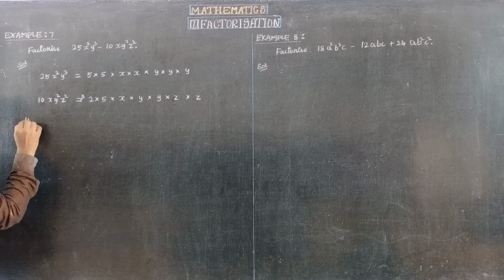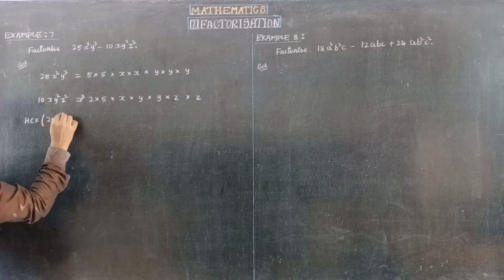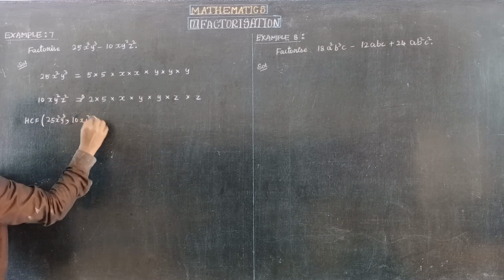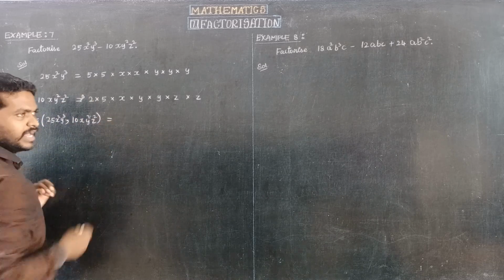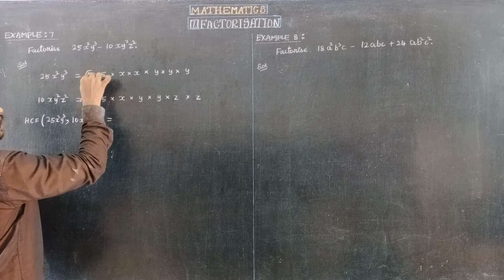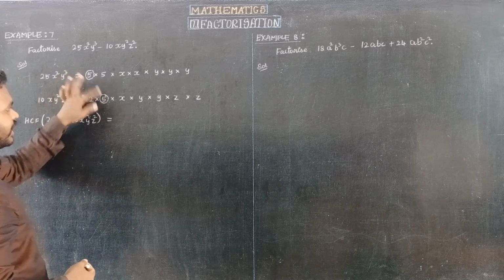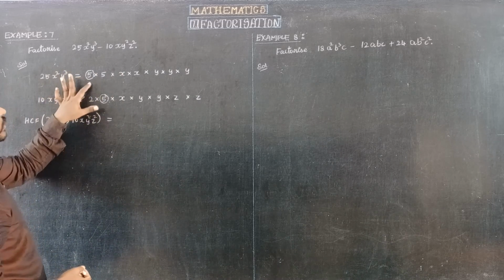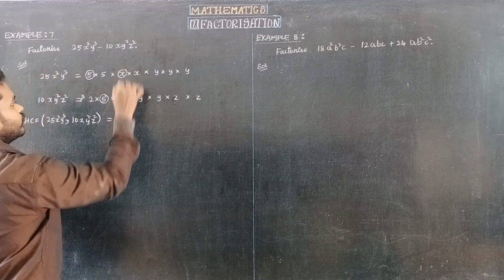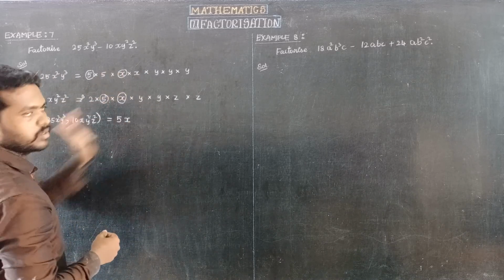So the highest common factor of 25x squared y cubed and 10xy squared z squared. First of all, the numbers: 25 has 5 and 5, and 10 has 5 and 2. The 5 is in both, so only 5 is common, so we take 5. Next x: x is in the first one and in the second one, one time, so x is common.